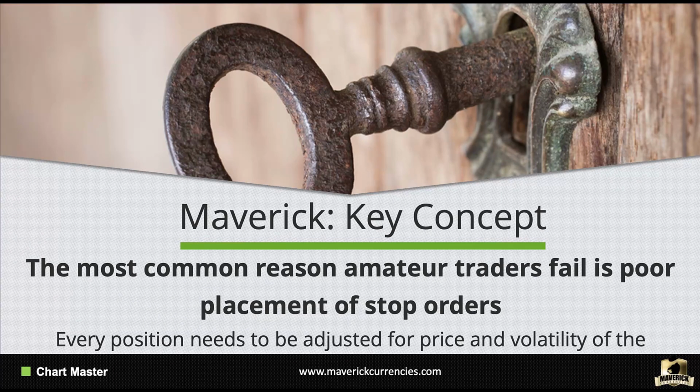So the Maverick key concept is that the most common reason amateur traders fail is poor placement of stop orders. I see that all the time, that the stop is just too tight and not factoring in the volatility. Even though you're right on the direction, you just don't get to survive that volatility because things are moving a little too fast. So every position needs to be adjusted for price and volatility. And again, that's something that will change from day to day.